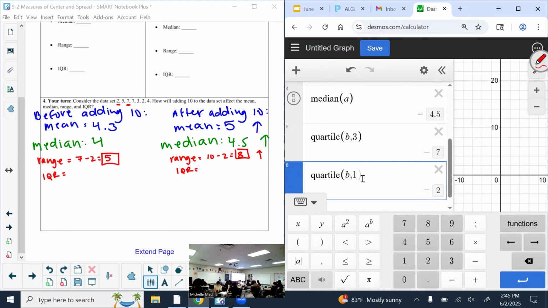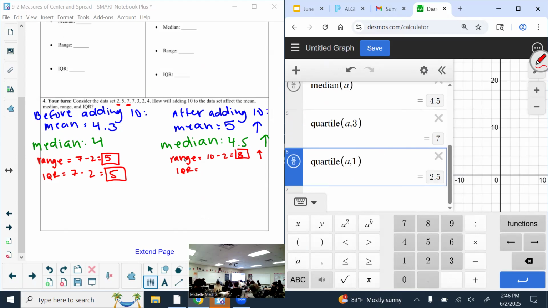So you're kind of having to keep track of everything you're typing in if you're doing it that way. Since IQR is Q3 minus Q1, I'd have to find my first quartile. What's 7 minus 2? So my IQR before adding 10 is 5. And after adding 10, I'm going to change these to A's so that it goes to the other data set that I listed. After adding 10 to the data set, my Q3 is now 7. My Q1 is now 2.5. What is my IQR after adding 10? 4.5. So did my IQR increase, decrease, or stay the same? It decreased. From 5 to 4.5, that's a decrease. So it's getting less spread out in the middle.